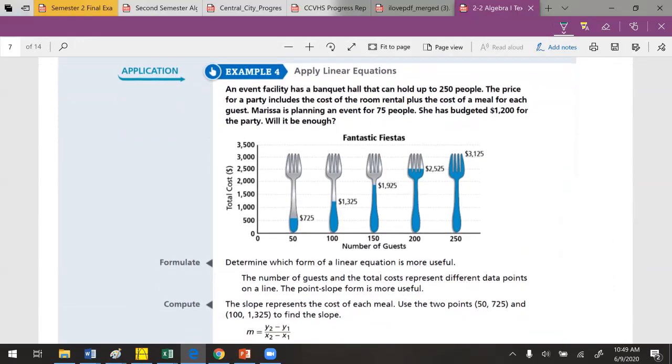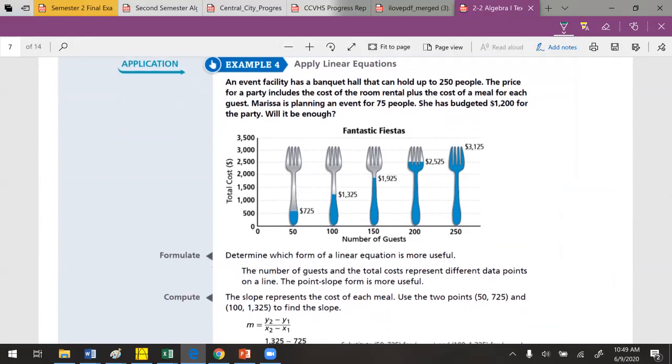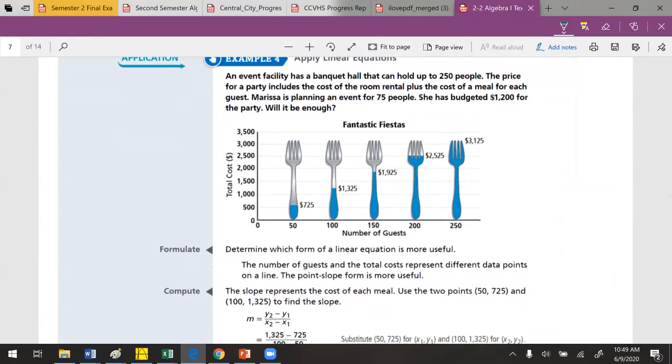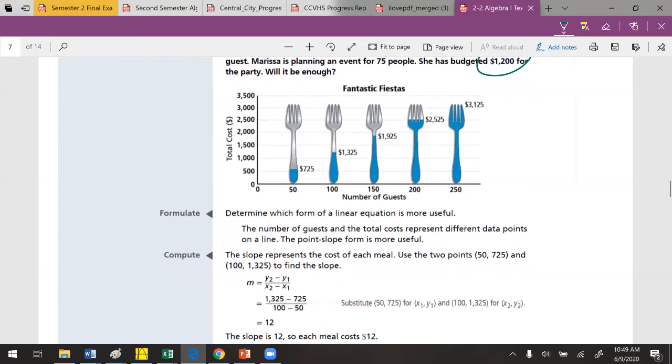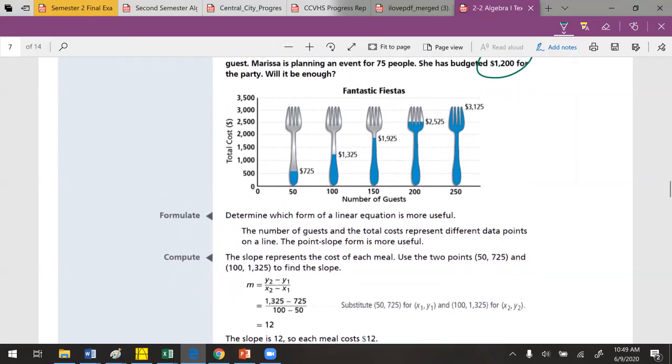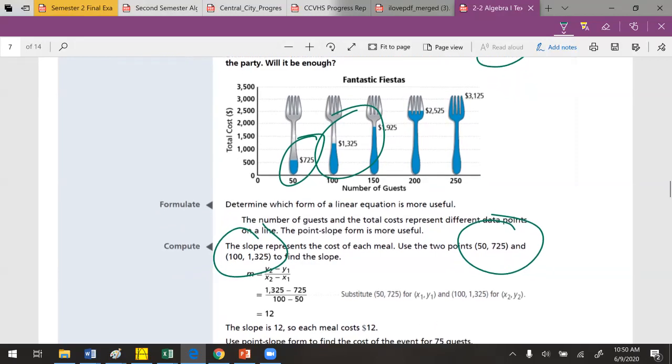An event facility has a banquet hall that can hold up to 250 people. The price for a party includes the cost of a room rental plus the cost of a meal for each guest. Marissa is planning an event for 75 people. She's budgeted $1,200 for the party. Will it be enough? We need to make an equation from this. We can use these 2 points: x is 50, y is 725; x is 100, y is 1325. The slope is 12, so the meal is $12 a pop.